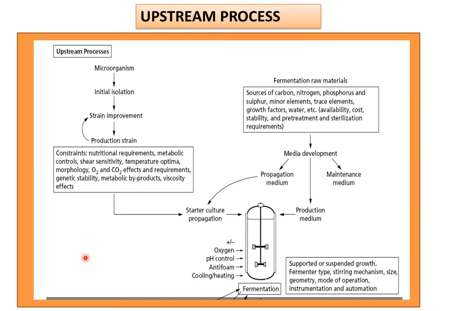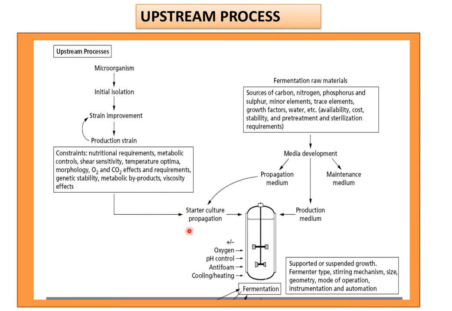I have talked in my earlier video about the industrial microorganism strain improvement, but the basic constraints include the nutritional requirements, metabolic controls, shear sensitivity, temperature optima, morphology, oxygen and carbon dioxide effects and requirements, genetic stability, metabolic byproducts, viscosity effects. So after this process, starter culture propagation.